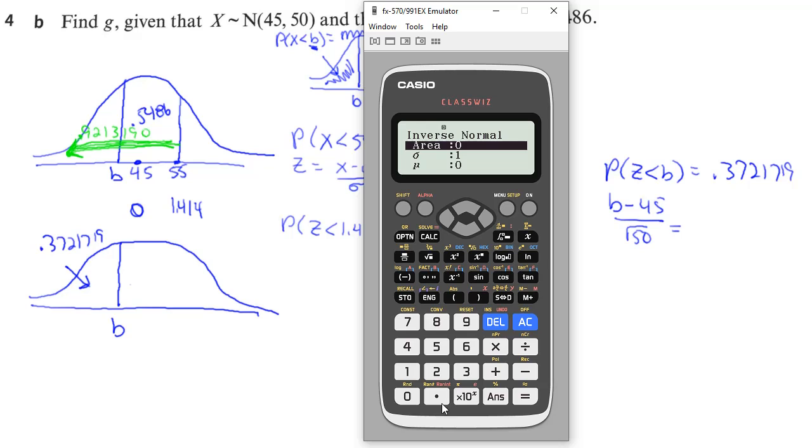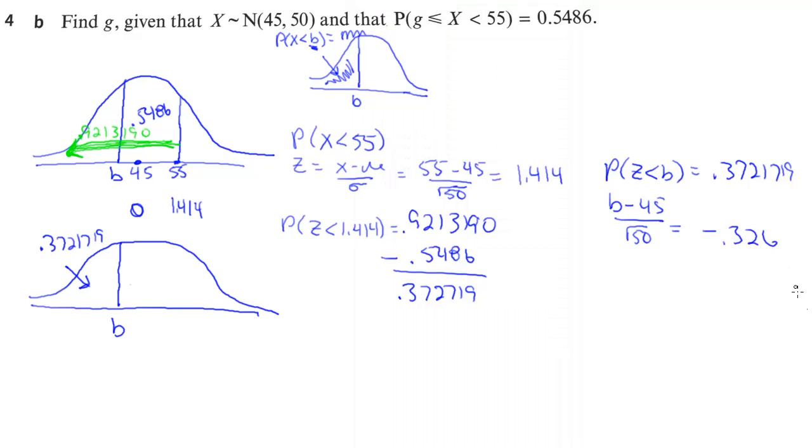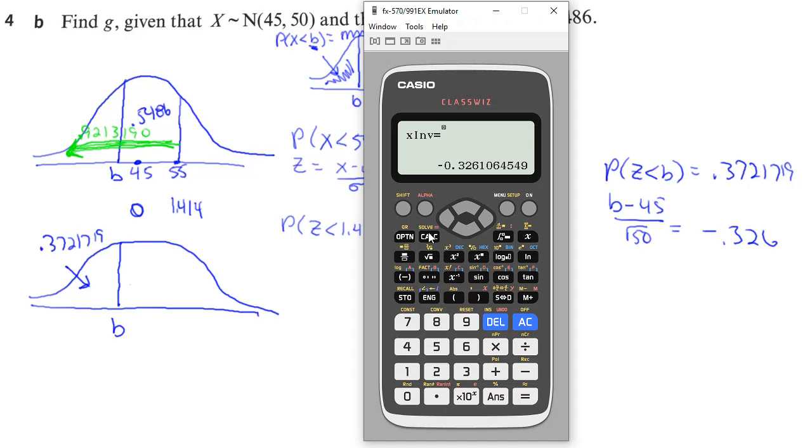So inverse normal. I'm going to put in 0.372719. It's already set for a z-score, and I'm going to find out that that z-score is negative 0.326. So let's go ahead and fill that in. And now all I've got to do is get B by itself. I'm going to multiply both sides by square root of 50.